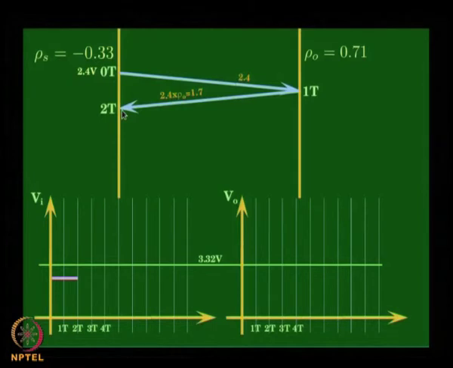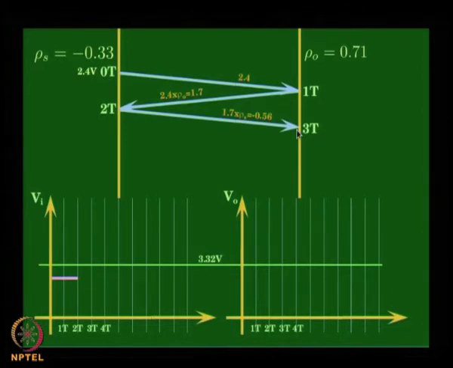And this 1.7 volt which has reached here has reached this boundary. The source side and the wave impedance do not match. So, therefore, it further gets re-reflected, but now with a reflection coefficient rho s, which is the source side reflection coefficient. So, 1.7 into rho s, where rho s was minus 0.33, becomes minus 0.56. Now, that is reaching at 3 t at this point.